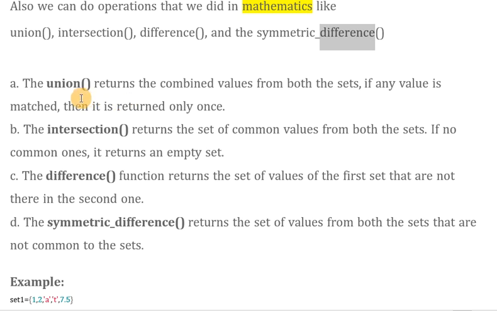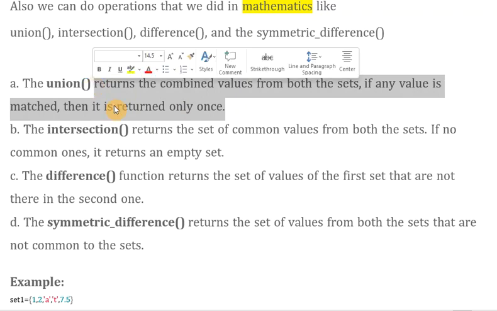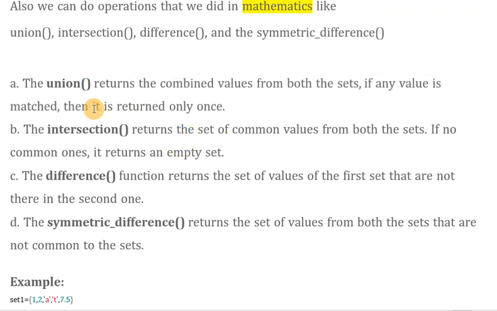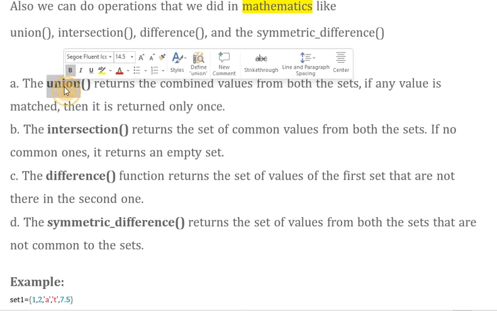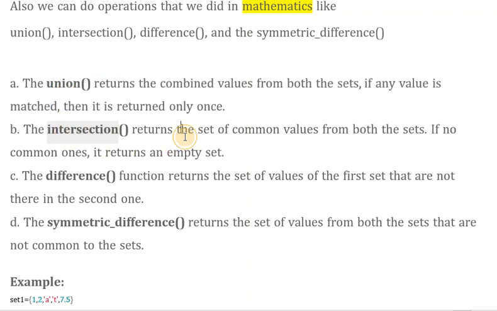So what does union do? Basically, it returns the combined values from both the sets. If any value is matched, then it is returned only once. So it is not going to give us the duplicate value. So if you have two different sets and you expect the combined values, you have to use the union. Intersection returns the set of common values from both the sets.